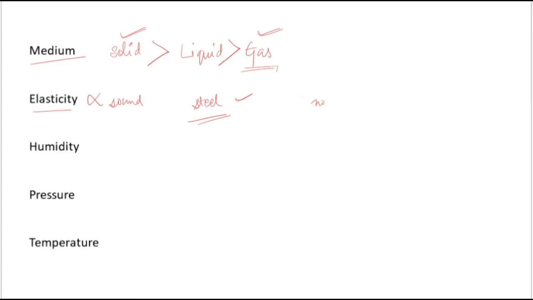Coming to the factor humidity. The speed of sound is directly proportional to humidity. Why? Because we know what is humidity. Humidity is the presence of liquid, water vapors in air, right? And earlier we have seen that the speed of sound is higher in liquids as compared to gases. So when there is high humidity, that is, there is presence of more water vapors, that is liquid in air, the speed of sound gets increased.